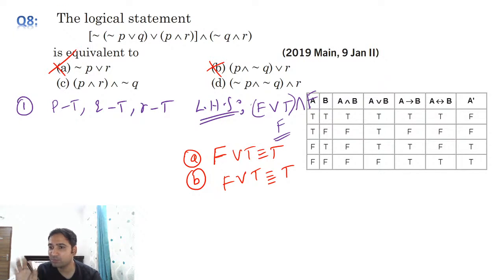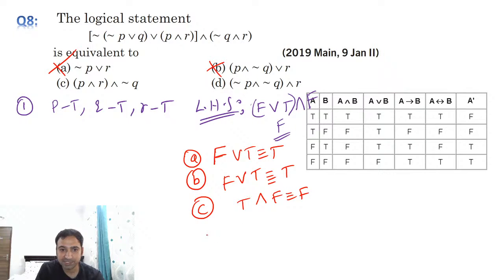If we can eliminate one more option, easily I get the answer. Let's eliminate one more option. Let's verify the third option, guys. The third option is becoming like true and false, which is equal to false. Okay, the third option is satisfying it. What about the fourth option? The fourth option is like false and false, which is equal to false.